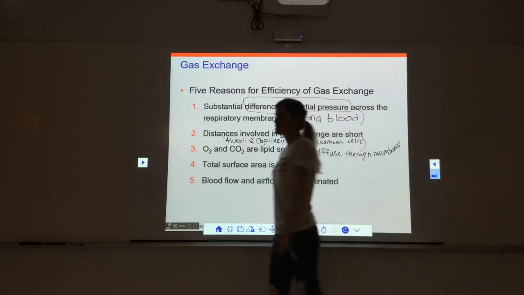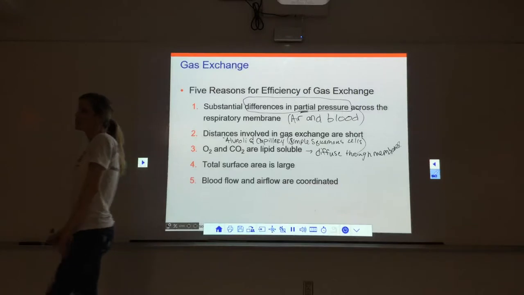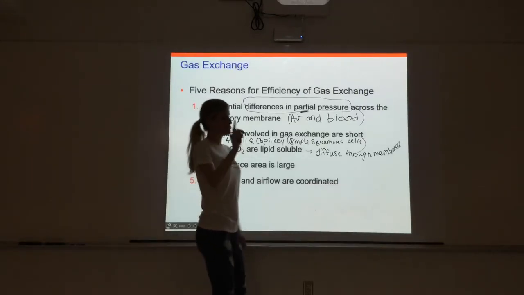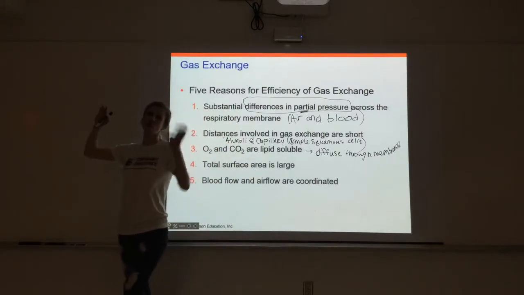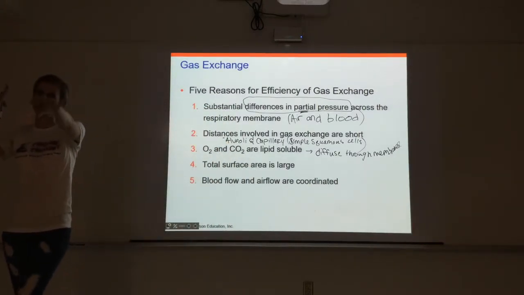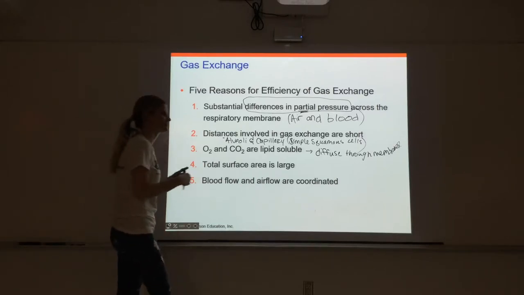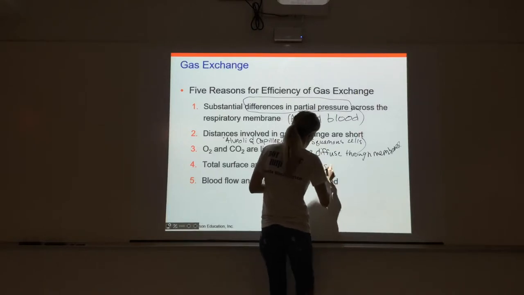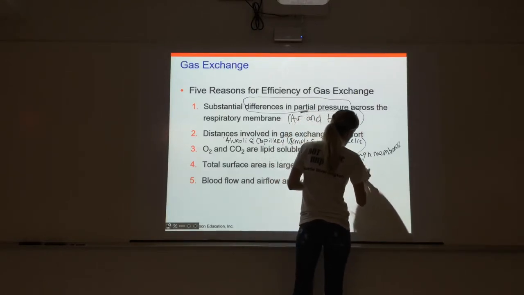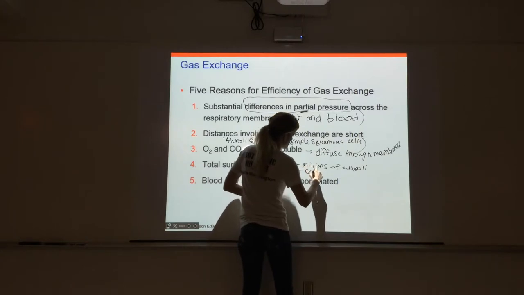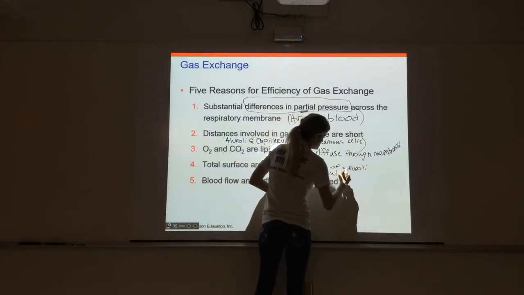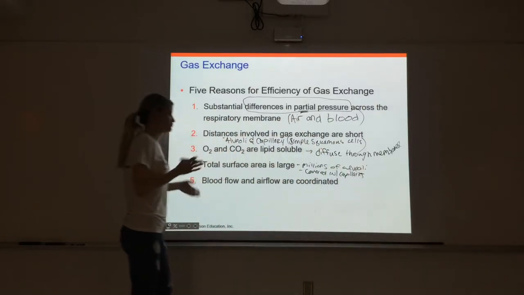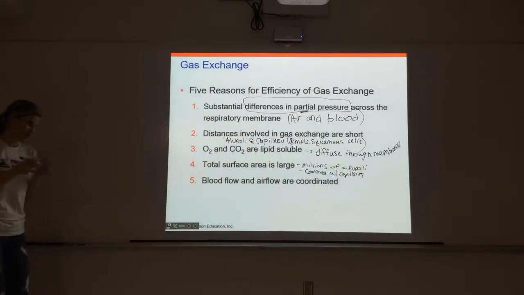The total surface area is large. What do we have to think for that? What makes the surface area so big in the lungs? So there are a bunch of capillaries, and that makes the blood portion a lot of surface area. What makes the lung portion have a lot of surface area? The alveoli, right? We've got millions of alveoli, and they're covered with tons and tons of capillaries. Both components are important to have enough surface area between the air and the blood.